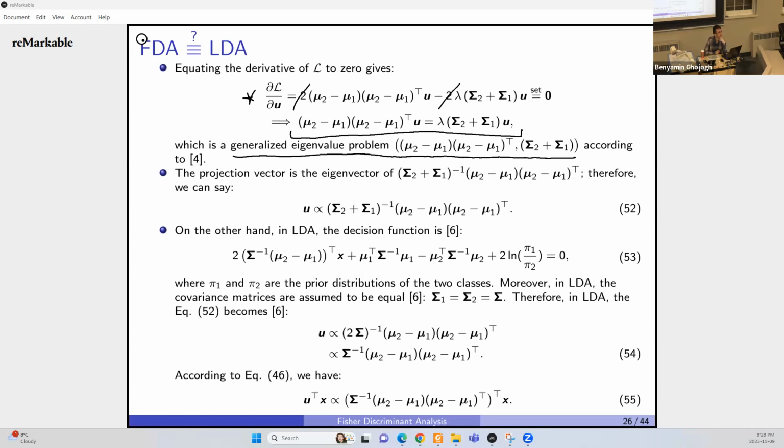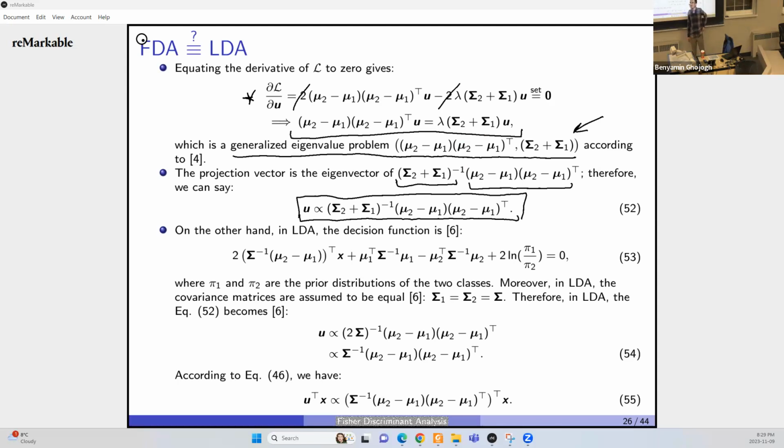So far, did you follow me? Okay. Now, of course, U is the eigenvector of this generalized eigenvalue problem. But do you remember? I told you that I can convert it to an eigenvalue problem, SW inverse SP. Do you remember? So you can say that the solution is the eigenvector of this SW inverse SP, right? So U is proportional to this, equation 52. So far clear?